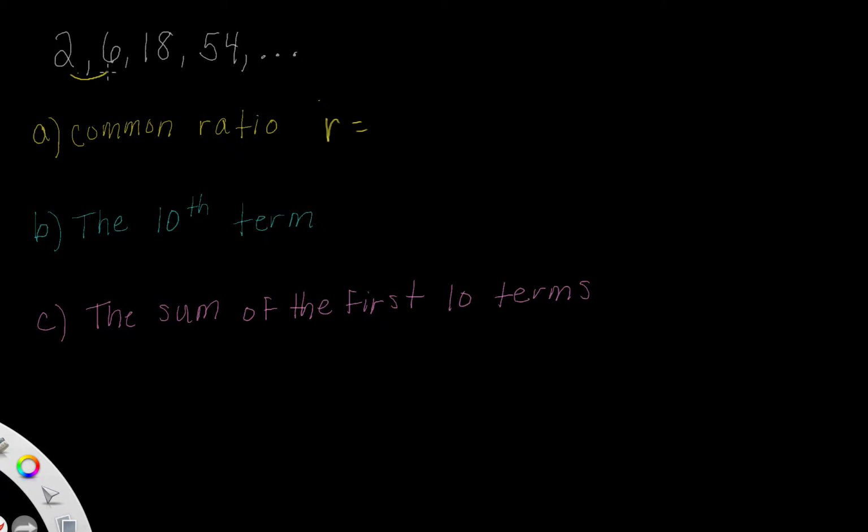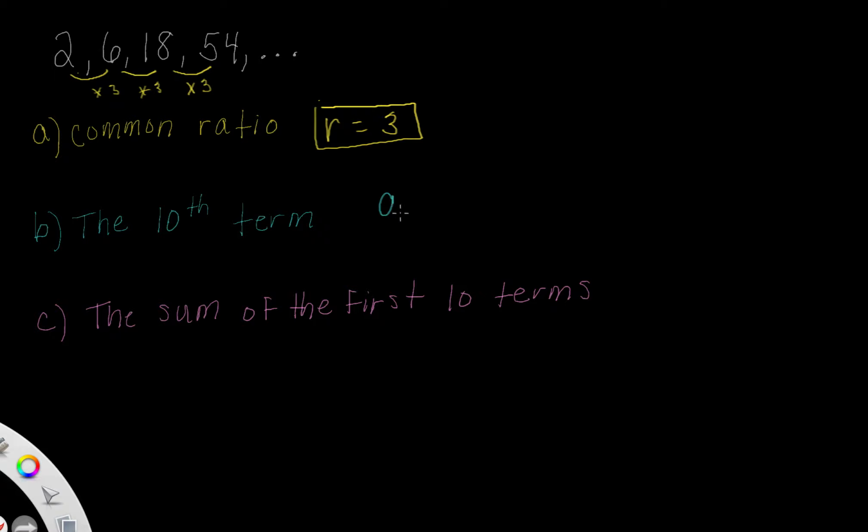So from 2 to 6, 6 to 18, 18 to 54, all of those, I hope you can see, are by multiplying the previous term by 3 to get that next term. So that's easy enough. Our R is 3. Now to find the 10th term, we've done that. You did that with arithmetic sequences, and you also just did it with geometric sequences.